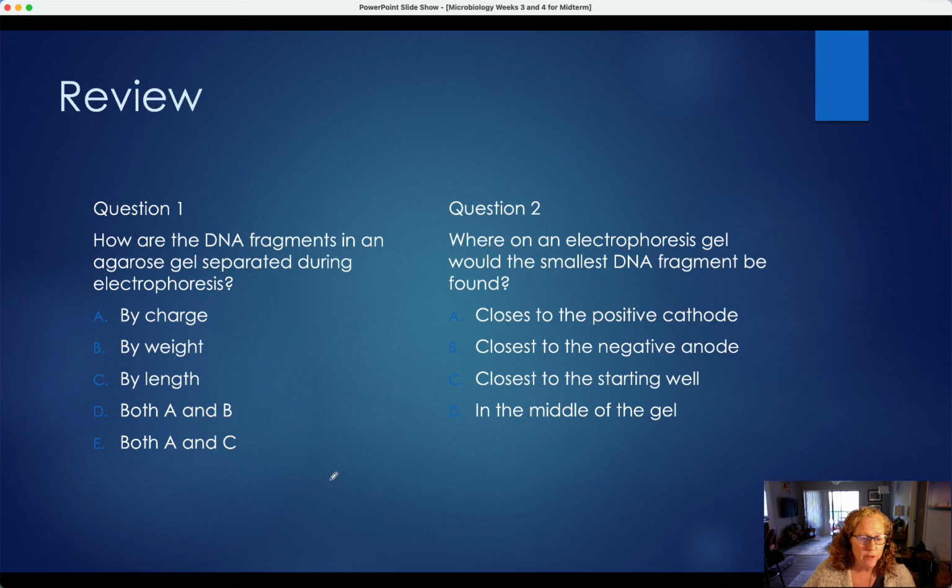So let's just do a quick review for question number 1. How are DNA fragments in an agarose gel separated during electrophoresis? We know that this is by charge and length or size, so we're going to go both A and C. And in question number 2, where on an electrophoresis gel would the smallest DNA fragment be found? Remember, these guys have to move through a matrix of gel, so smaller fragments are going to move faster than larger fragments. This means we're going to find it closest to the positive end, because it's moving towards the positive charge.